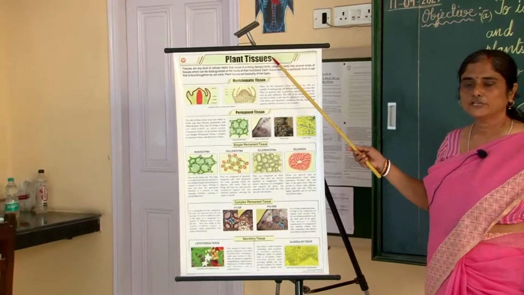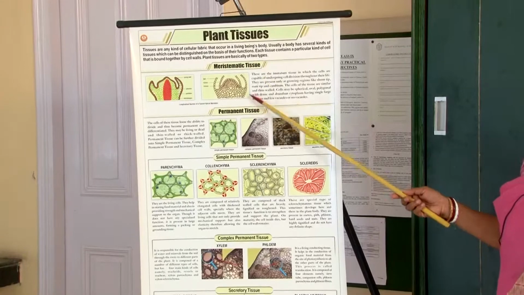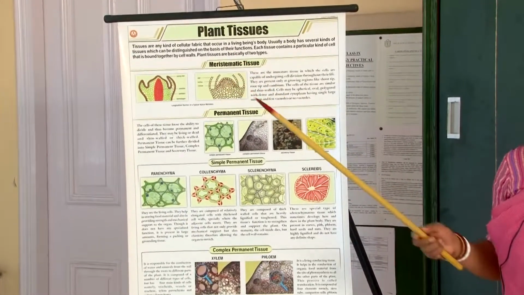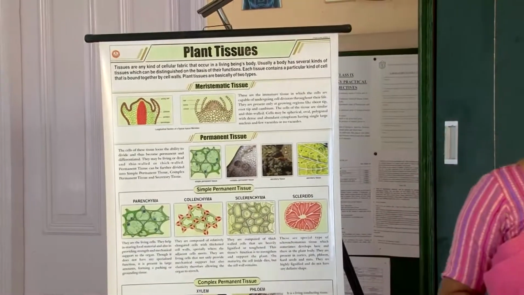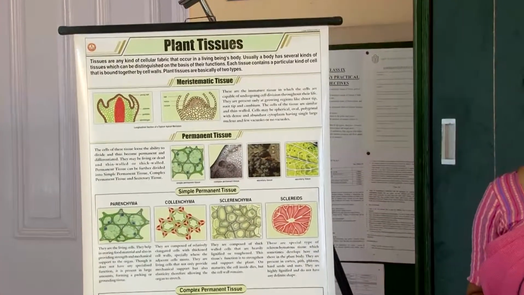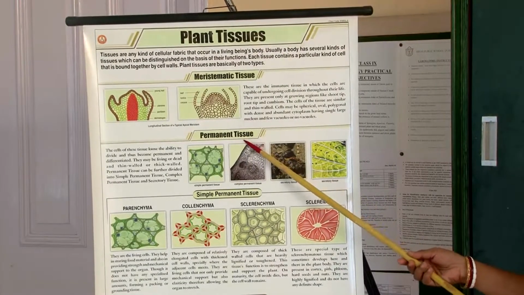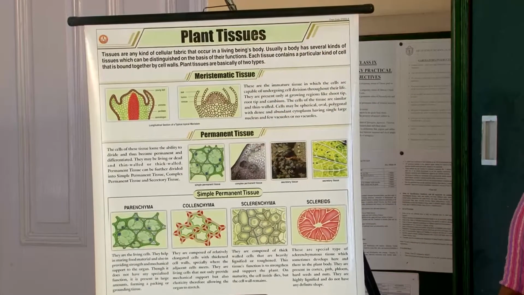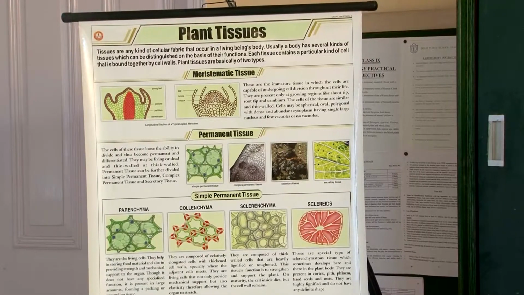Plant tissues are basically of two types, meristematic tissue and permanent tissues. Meristematic tissues are the tissues which have the ability to divide continuously and they add new tissues to the plant body. They are undifferentiated tissues. Permanent tissues are derived from meristematic tissues by the process of differentiation and they are of various types.